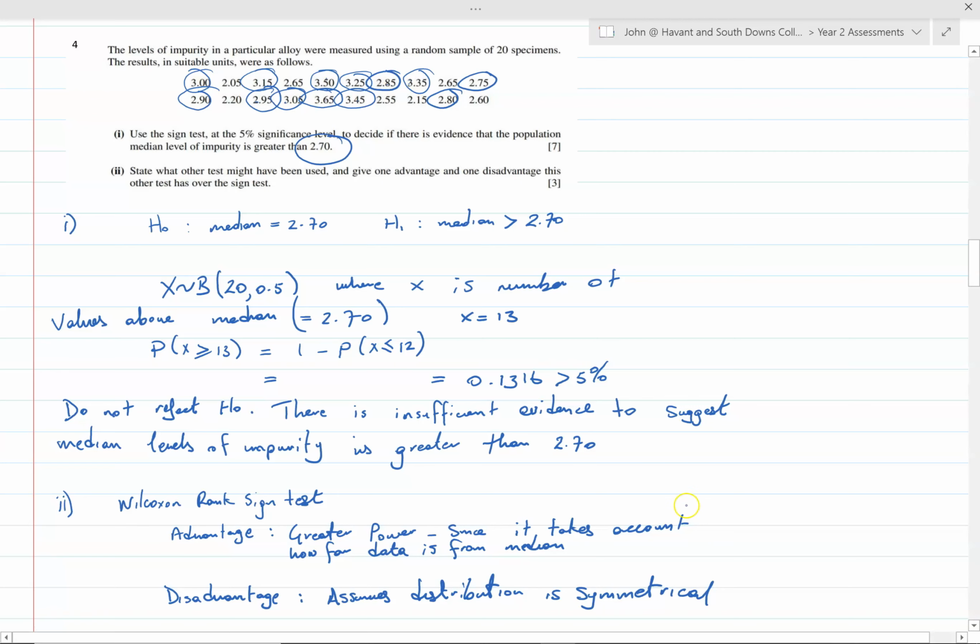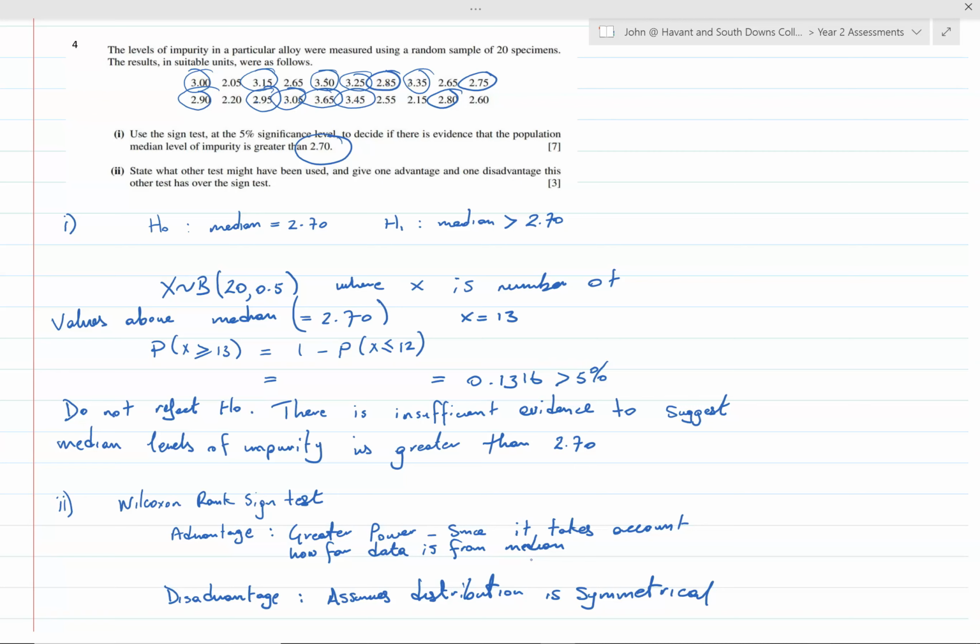However, if we think we can assume that it's reasonably symmetrical, then we should go for the Wilcoxon signed rank test, because it has greater power, since it takes into account how far the data is from the median. We'll see this in the next question, actually. If you're given an option between the two and you can assume it's symmetrical, the Wilcoxon signed rank test will generally do a better job, because it takes into account how far certain values are from the median.